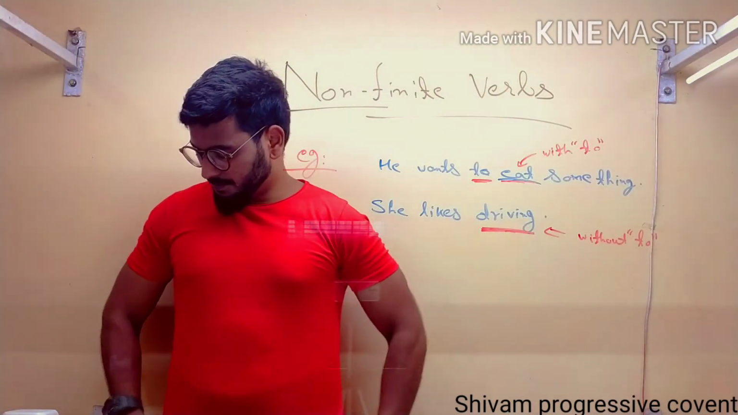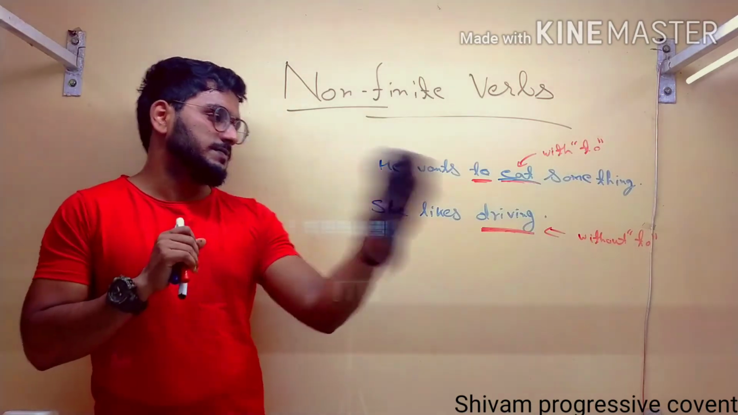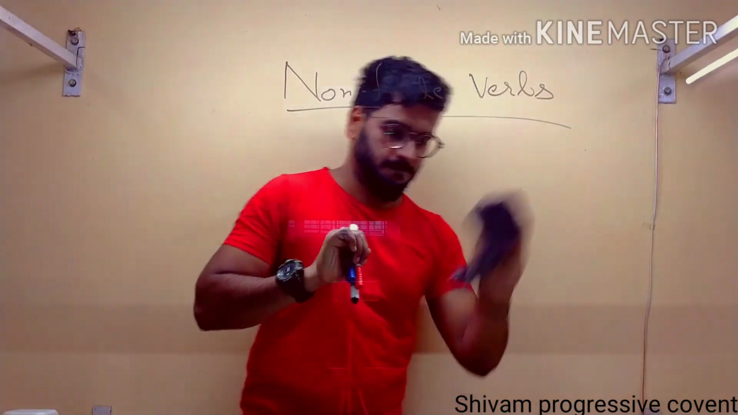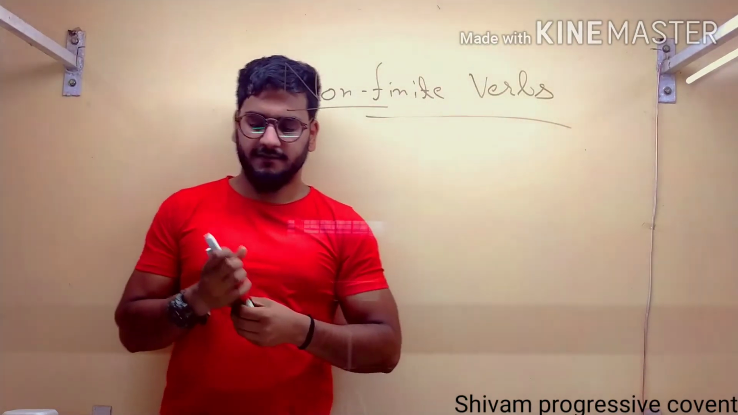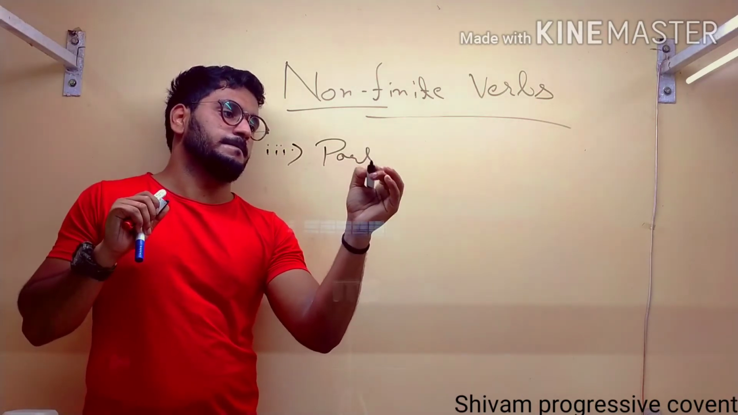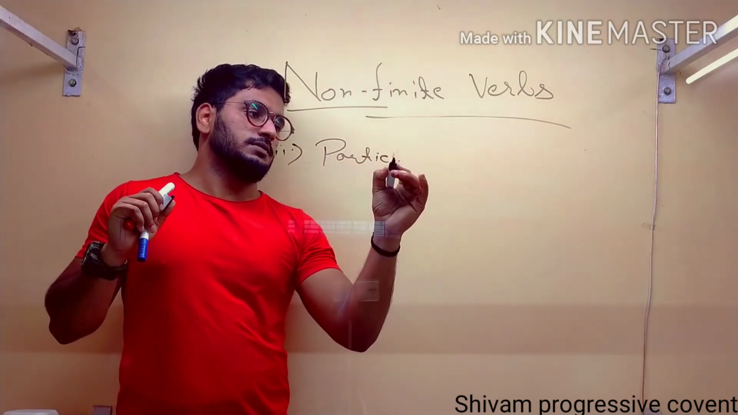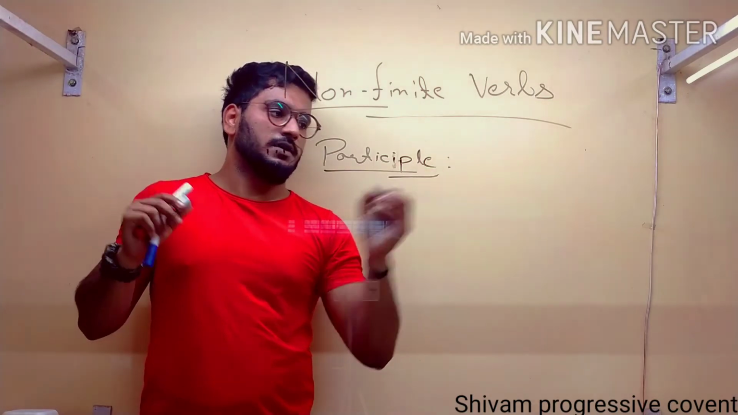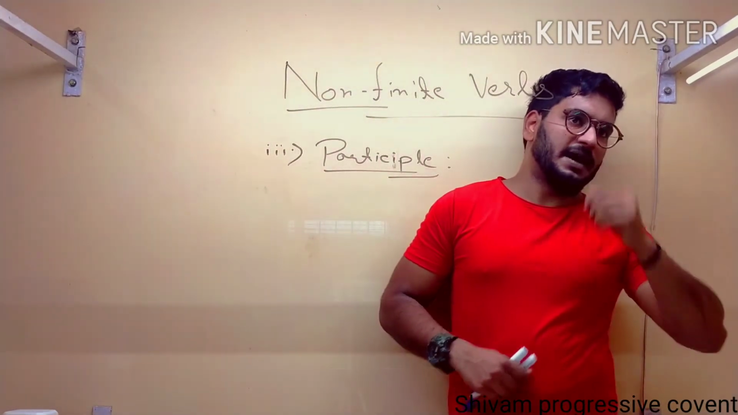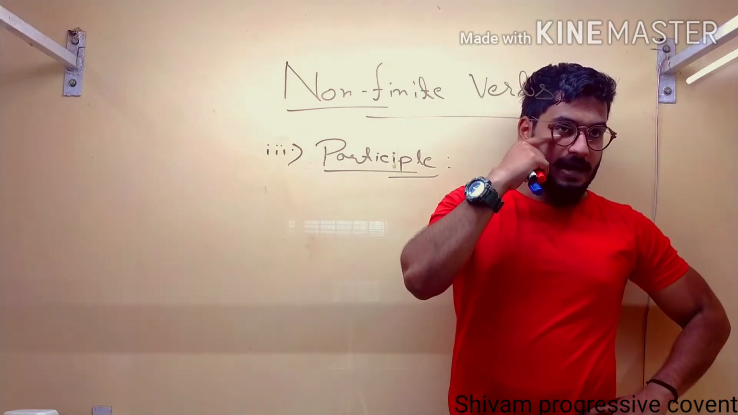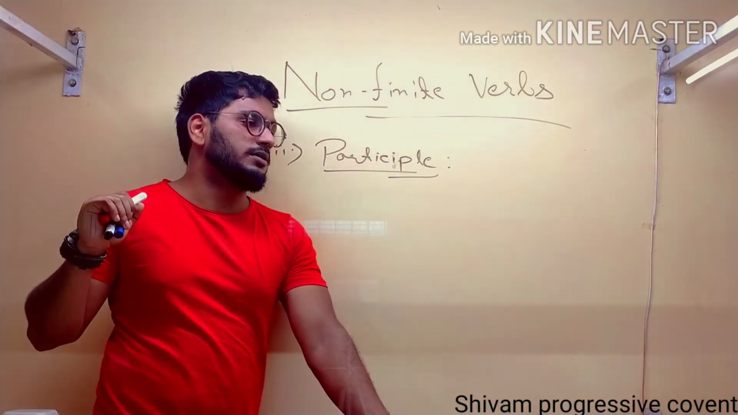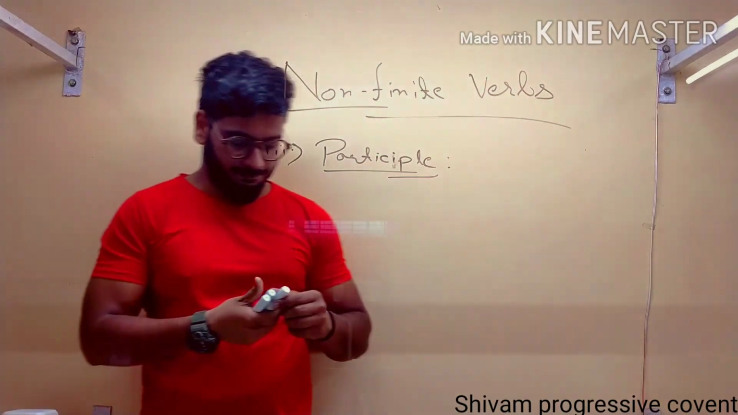Moving on to the third form of verb, which is participle. The third form and a very important form. So what are participles? When it comes to participle, participle form of verbs denotes present participle or past participle. So note it down.